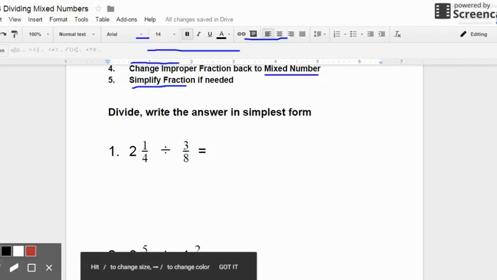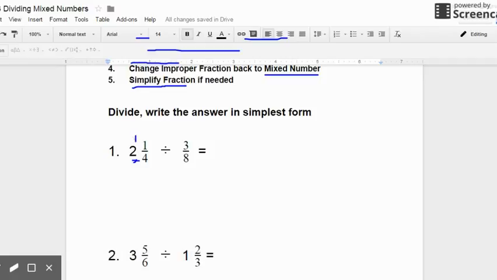So the first step is to simply make the change. Let's take this mixed number and change it to an improper fraction by multiplying. 4 times 2 is 8, and then adding the top, plus 1, is 9. So this changes into an improper fraction of 9 fourths. Division stays the same, and this fraction stays the same because it is already a fraction. So that's step 1.